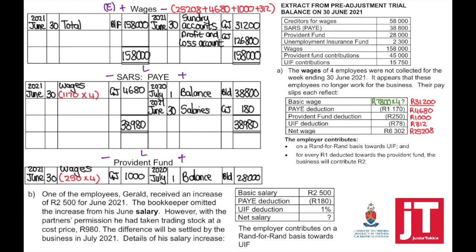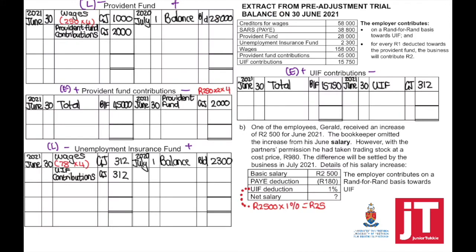Now we can close off the SARS pay as you earn, take the credit side, minus everything on the debit side. That equals the balance carried down, means balance brought down. Now, if we look at the UIF deduction, it is 1% of the basic salary, which means 2,500 times 1% equals 25. This must now be added to the unemployment insurance fund.